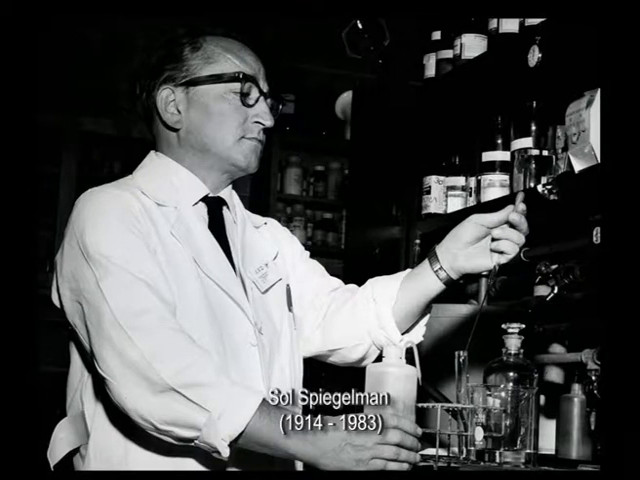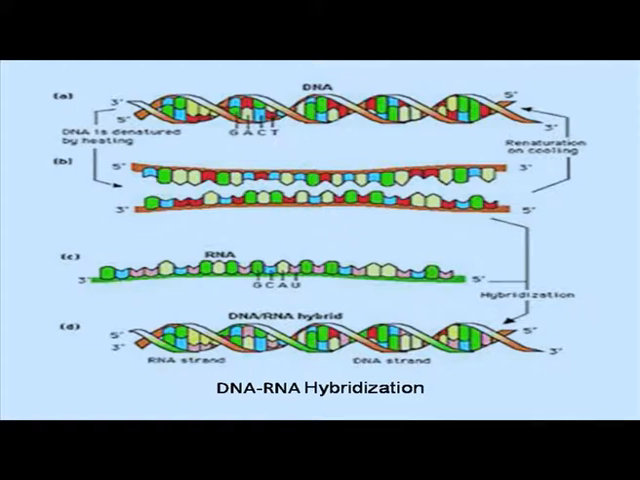Spiegelman and Hall in the year 1961 developed DNA-RNA hybridization between the nucleic acid of bacteria and virus. So this is definitely a very important tool towards molecular modeling of DNA and RNA, and it also proved what will be the host and what will be the pathogen.